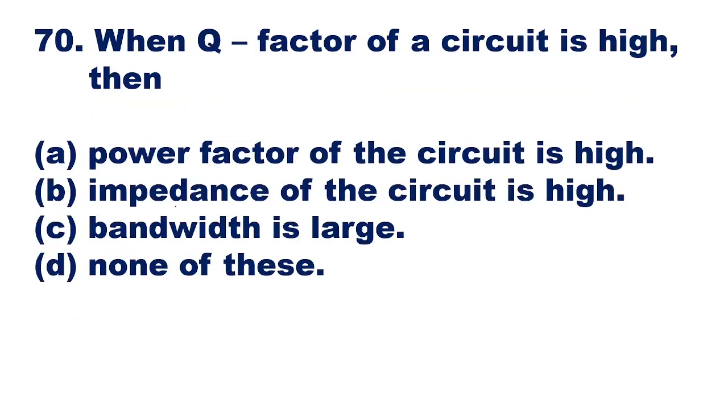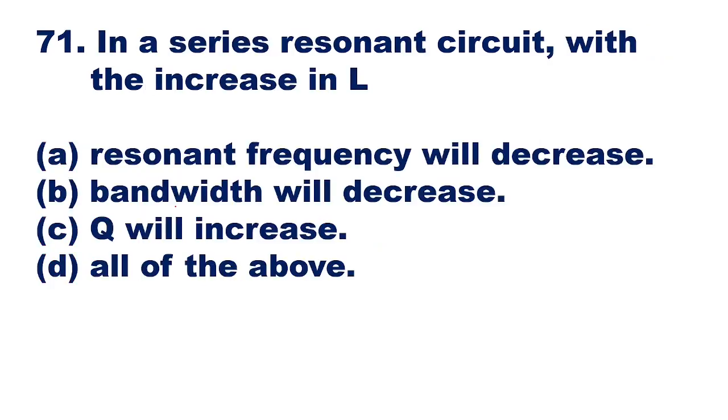When the Q factor of a circuit is high, then the options are: power factor of the circuit is high, impedance of the circuit is high, bandwidth is large, and none of these. Out of these options, option B is the right answer. Impedance of the circuit is high because the Q factor of the circuit is high. So option B will be the right answer. Then we'll go to the next question, question number 71.